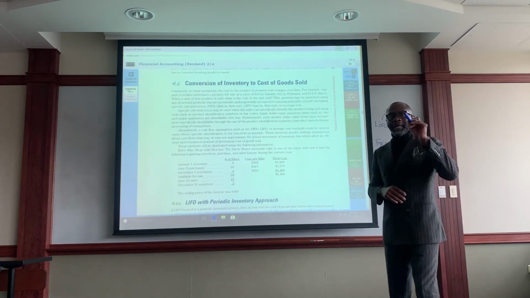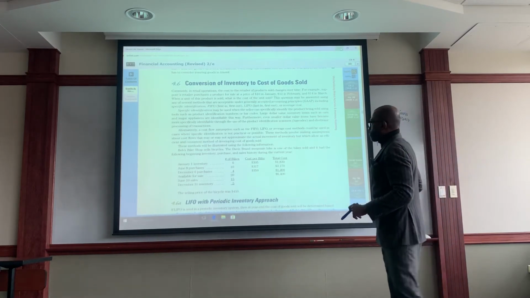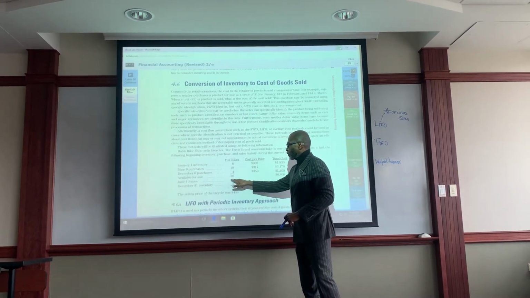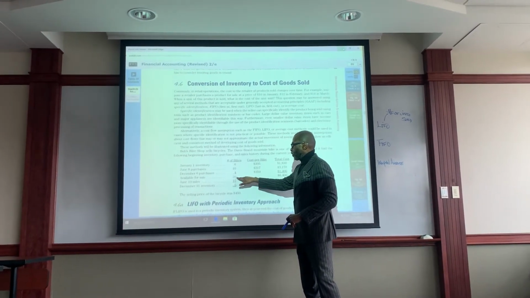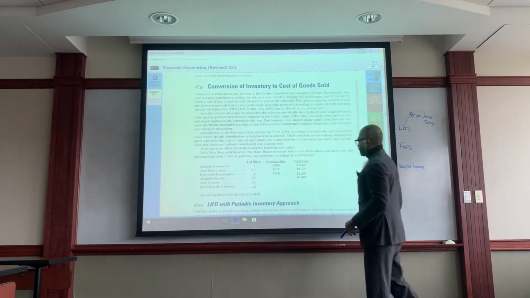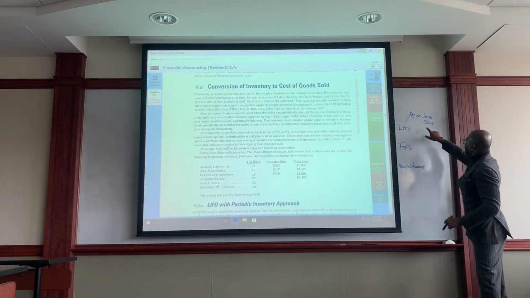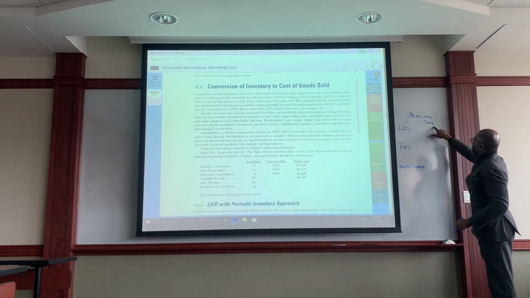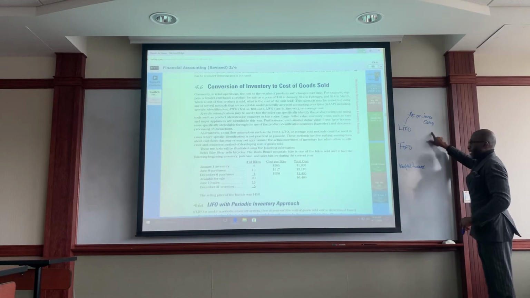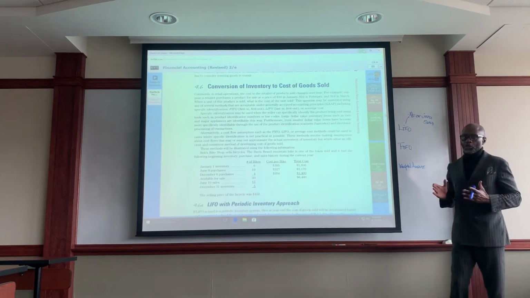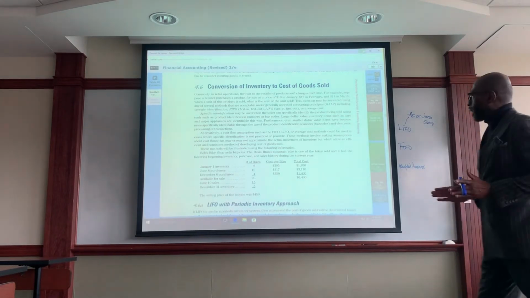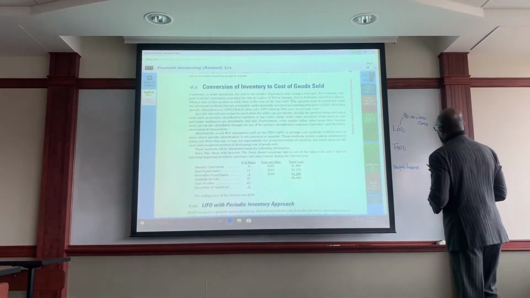What is it working its way towards? It is working its way towards the number of units sold. We had 20 units available to sell. We sold 15 units. So LIFO, you have to know the number of units sold. FIFO, same thing. Weighted average, same thing. Once you know how many units are sold, now it's all about direction. LIFO says the last item in comes out first.